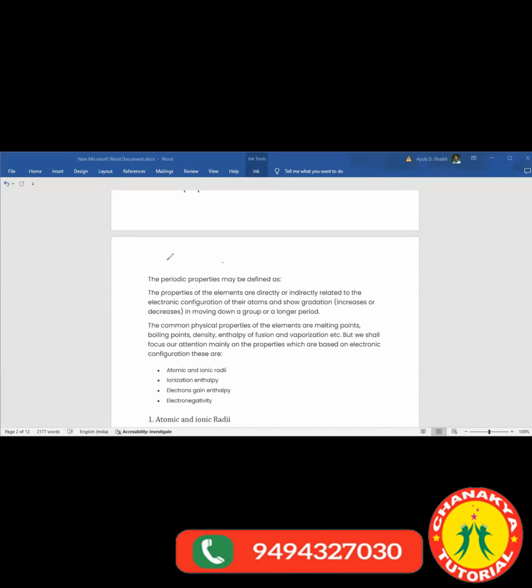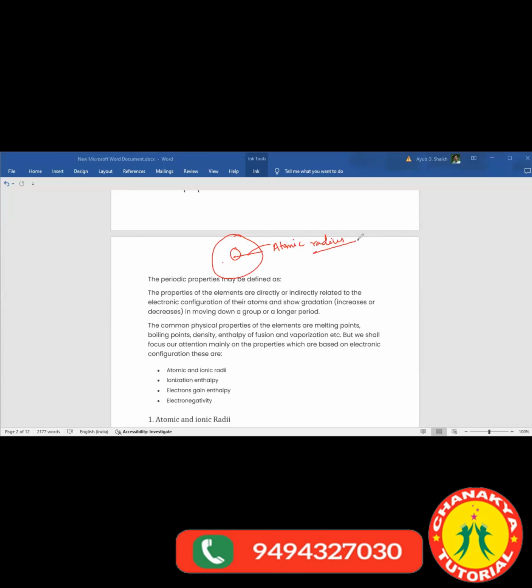So atomic radius means what? A distance from the nucleus of an atom to the outermost shell which holds the electrons. Right? This distance is called what? Atomic radius. Radius is the singular form. And if you have to say more than one radius together, it's radii.